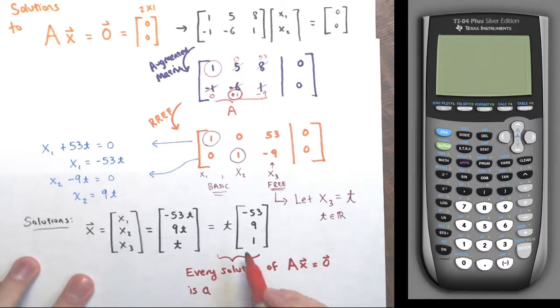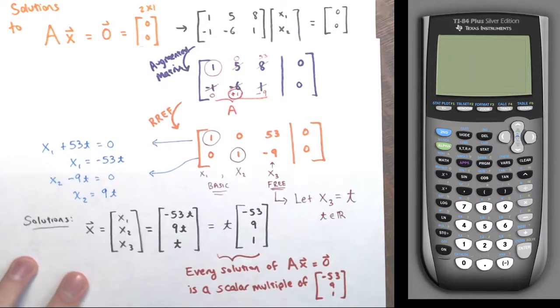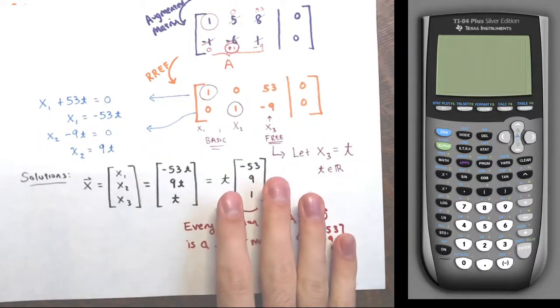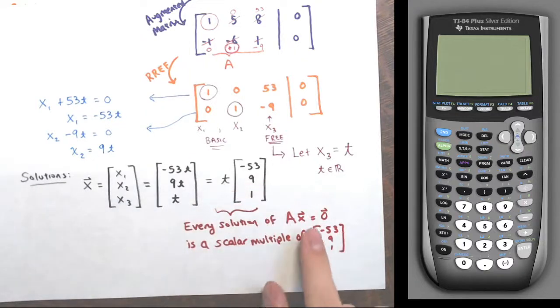Now in that case, you could say it's a linear combination of this vector, but when you have a linear combination of one vector, that's just a scalar multiple. Is a scalar multiple of the vector negative 53, 9, 1. Right, that from R3 there. Great. So remember, and this is the null space then. All right. Remember, the null space is all these solutions to Ax equals 0.